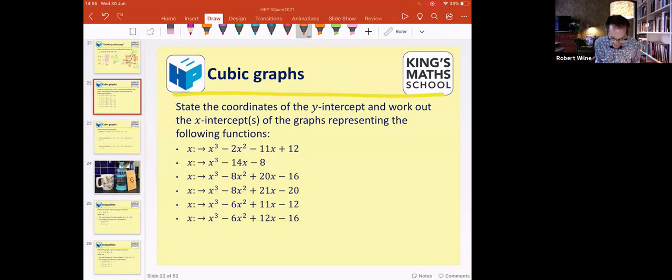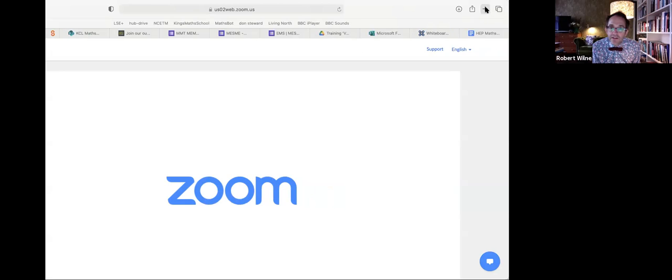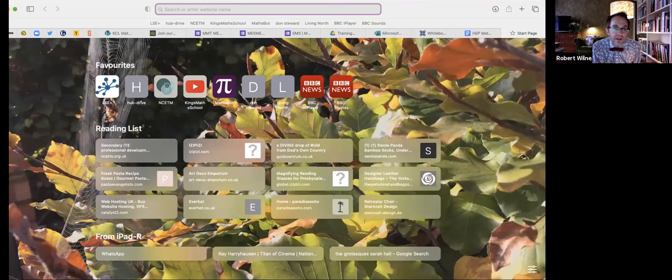Right, I will stop sharing. And if you're not sure about Desmos, hang on for a minute or 2. So Desmos is a free graph sketching program on the internet. Let me check what I'm sharing. Yes, okay. So you should be able to see some leaves. Hopefully you can see some leaves.